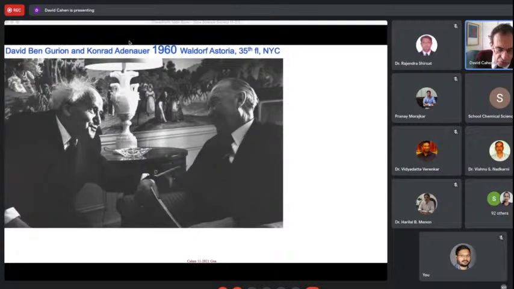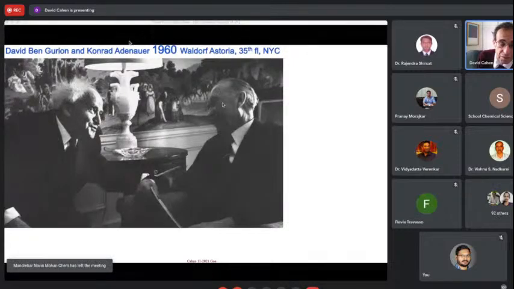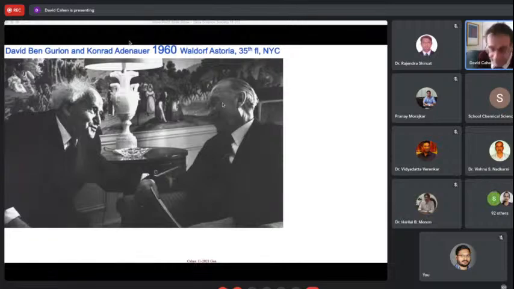12 years later, this historic meeting took place during the United Nations General Assembly, when David Ben-Gurion, the first Prime Minister of Israel, went down from his 40th floor room to meet Konrad Adenauer, who was staying 5 floors below, which was the first meeting between two high-level Israeli politicians, and it had a background.